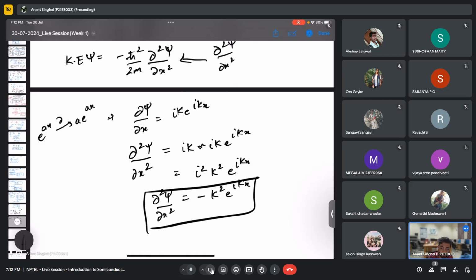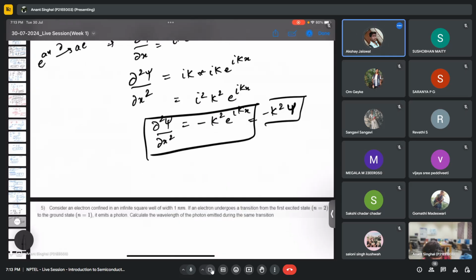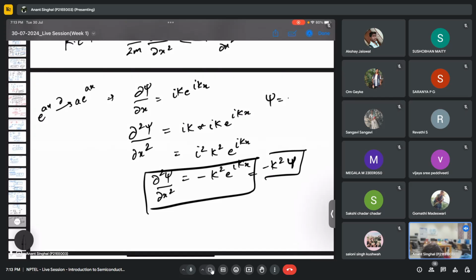Does it make sense till now? Yes, sir. And this e raised to ikx is the wave function itself, right? So what we can write is d2 psi by dx2 is nothing but minus k square psi. So we know the wave function that we have is e raised to ikx, and this is what we are getting here. So I'm just replacing this thing with psi.